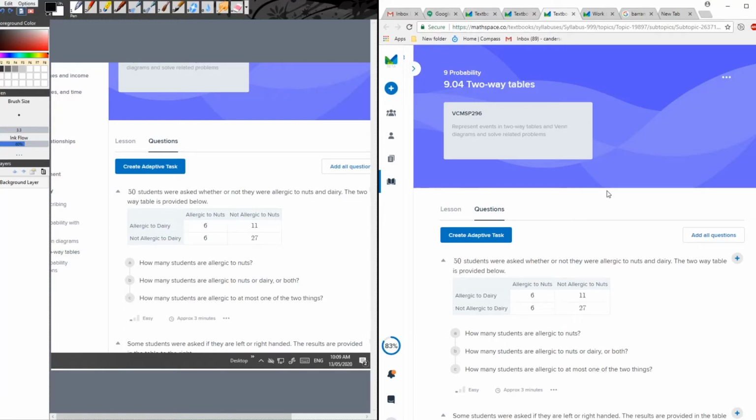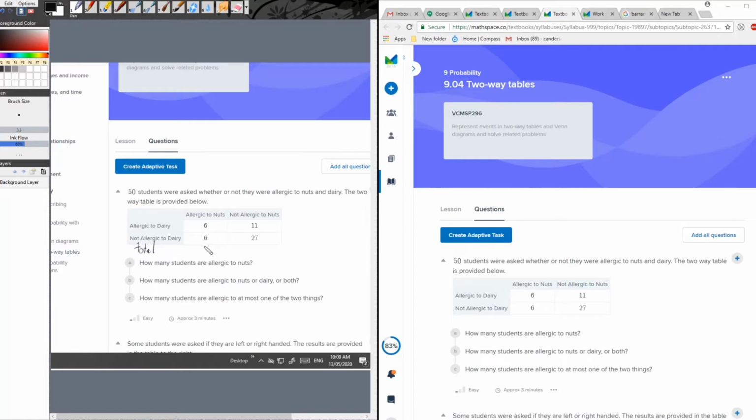Let's have a look at some two-way tables. Two-way tables, just like the name suggests, we read in two different ways. Over here we have allergic to nuts, and here we have allergic to dairy. We can see here that 6 people are allergic to nuts here, and 6 people are allergic to nuts here. Now, whenever I'm doing a two-way table, I like to add a total column.